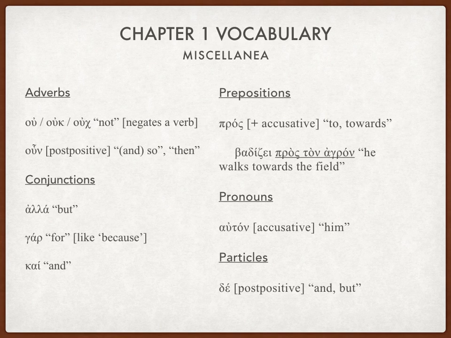If I want to use a pronoun, we'll see more of these a little bit later, you will see auton. Auton, that means "him." It's an accusative. So if I say someone hits him, for example, I'll use the form auton for that. And finally, one particle that you're going to read here is de. De simply means "and" or "but." So it can either connect ideas or it can mean "blah, blah, blah, but this is the other case." I'll see de as a postpositive, the second word in a sentence. Very easy to translate. Okay? So this is the vocabulary that you're also going to have to memorize for next week.